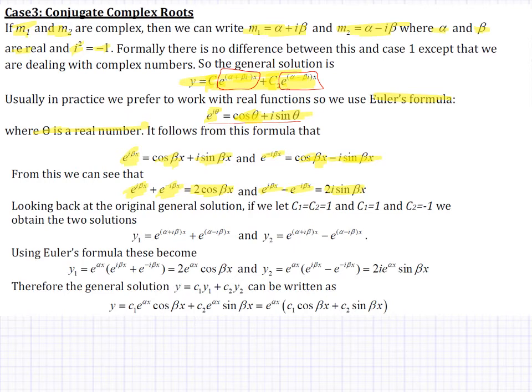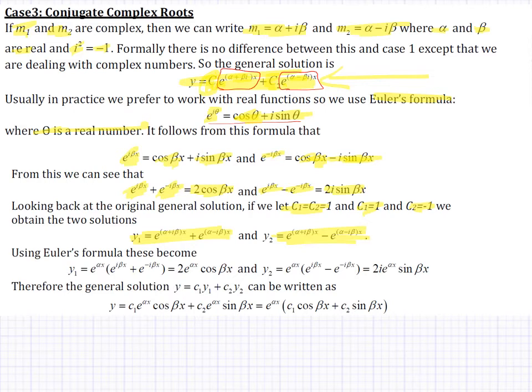So let's look at this original solution here. And let's say that C1 and C2 are both equal to 1. Because remember, they're just random constants, if we let them both equal 1, we would get this solution. Okay? We'd say, okay, here's the solution. Call this y1. And if we let C1 and C2 equal 1 and negative 1 respectively, we would get this solution.